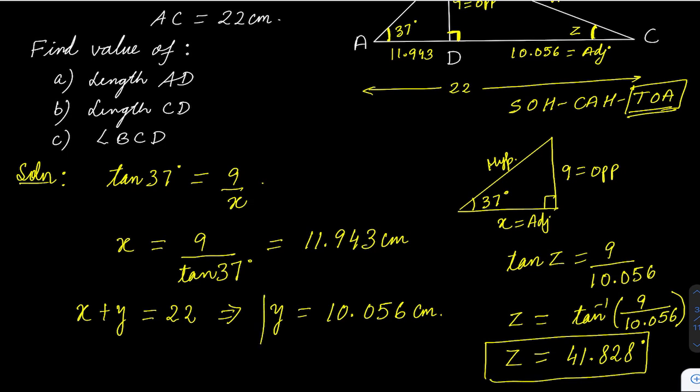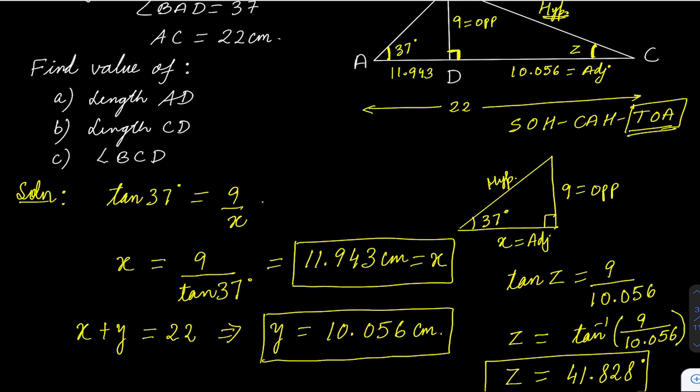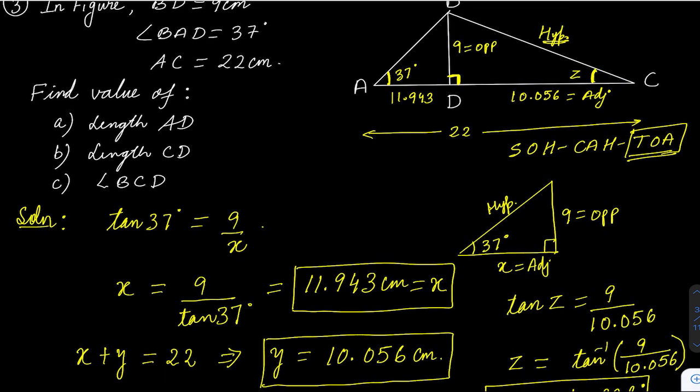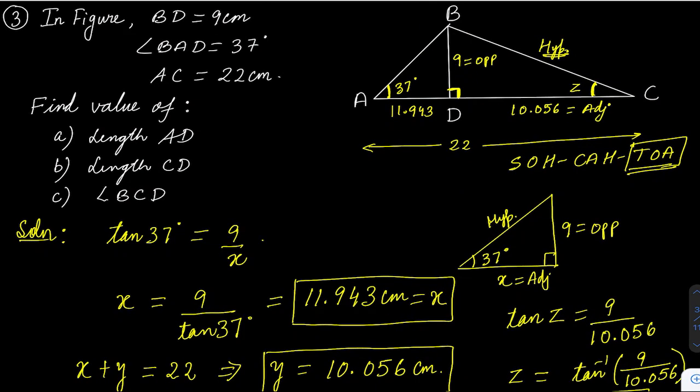So now I have x, y, and z. This is my answer. I hope it's clear. So as you can see, I am not using anything new in this. I'm just naming the triangle and then I am seeing whether I am going to use sine, cosine, or tan based on what we have to find out. So that's it for the trigonometry beginning.